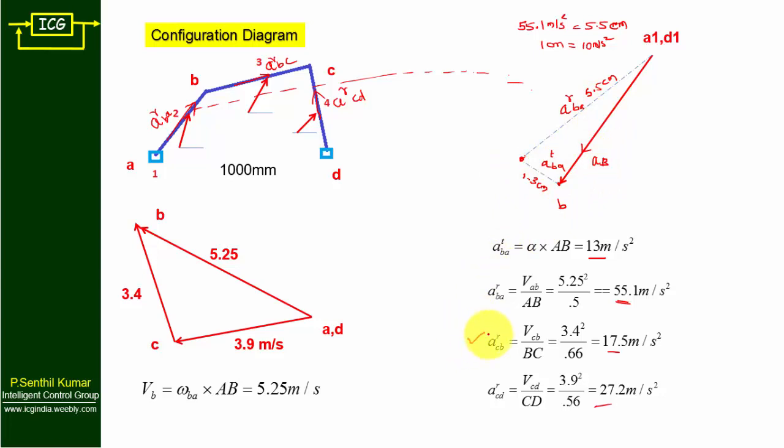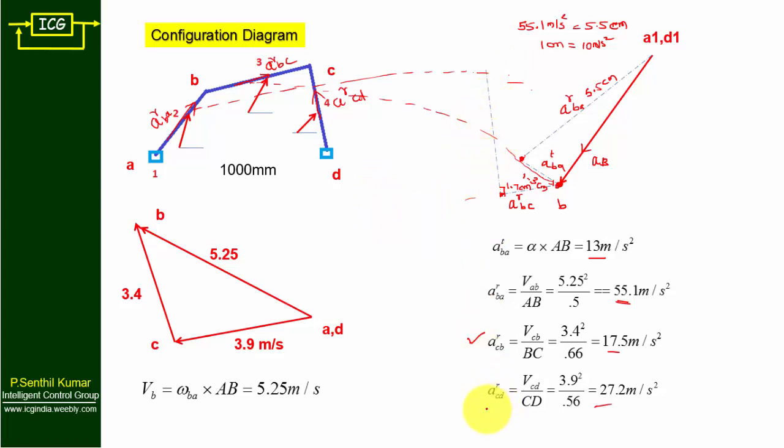Next, the radial component of CB. Where is CB? This is CB. Copy this line from here and place it on this point. So you will get this line. You can use any direction, this direction or this direction. So we are using this direction. So this is the radial component of BC. Then draw a perpendicular. Here the magnitude is 17.5. So 17.5 is nothing but 1.7 centimeter. Then draw a perpendicular line. Here the magnitude is unknown.